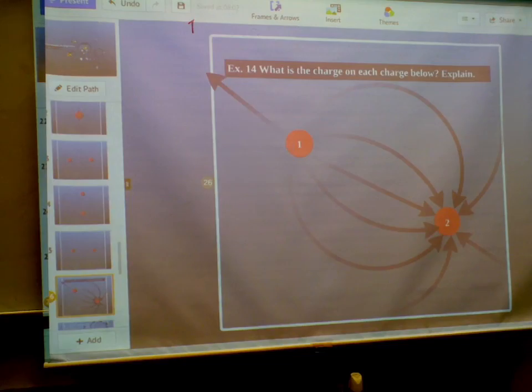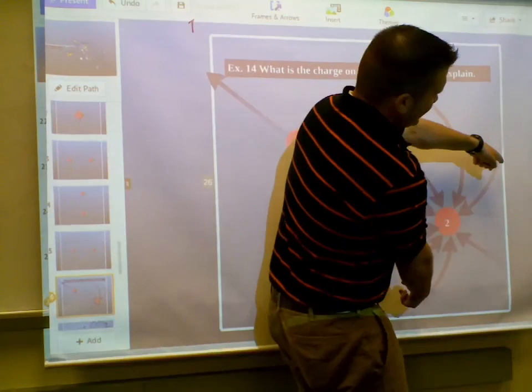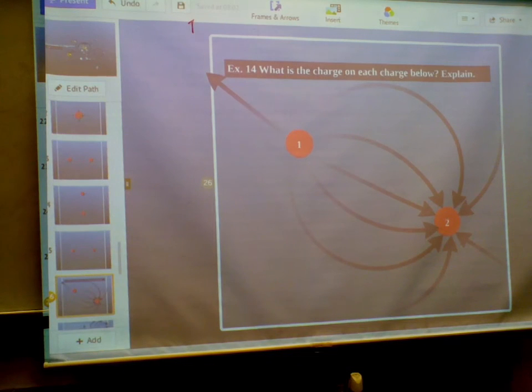Hey, that's cheating, Brian. See, I told you this would have more lines. Where did these ones come from? Other charges. Well, they're going to get repelled by the proton. They won't. It could be some positive charge down in this room, or some positive charge over at the car dealership. That's where those ones are coming from. They're stuck to something.